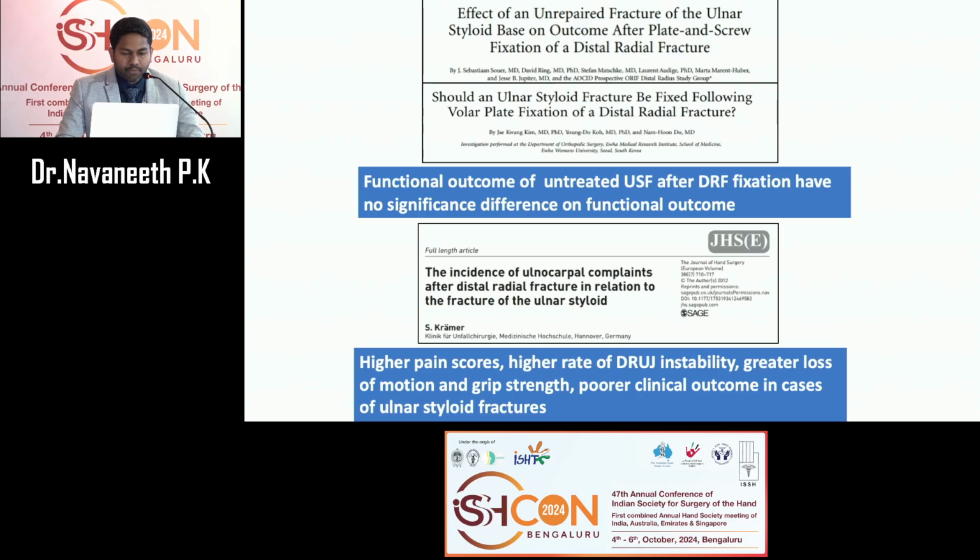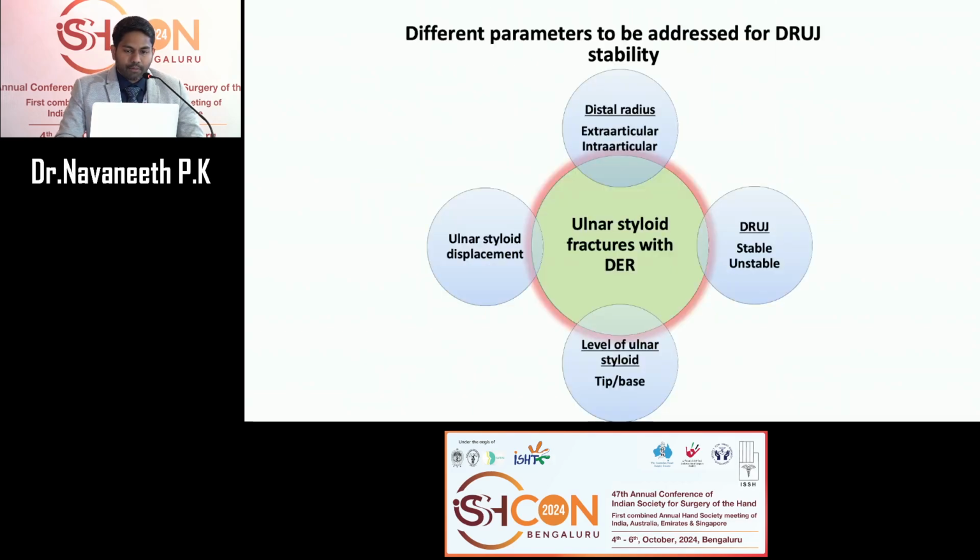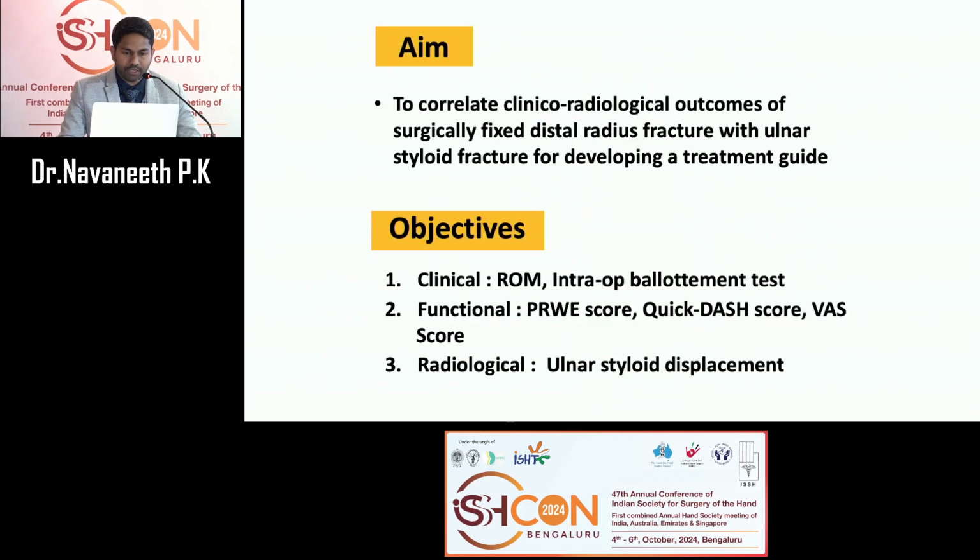However, another study by Kramer shows that ulnar styloid fractures have higher pain scores, higher rate of DRUJ instability, greater loss of motion and poor functional outcome. So the different parameters to be addressed for DRUJ stability include distal radius fracture pattern, DRUJ stability, level of ulnar styloid fracture and ulnar styloid displacement.